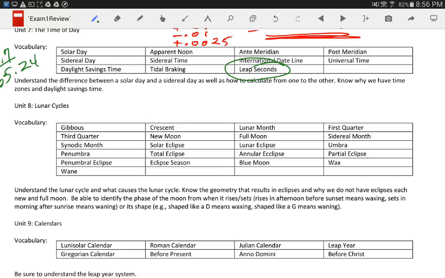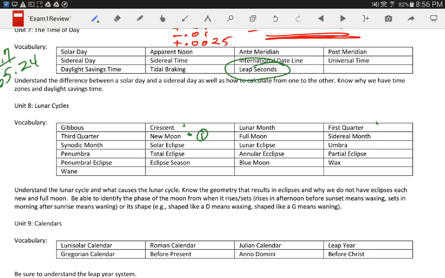Okay, lunar cycles. You've had 2 questions on quizzes about the lunar cycle. You should know that the lunar cycle goes from new moon to what? It goes to a waxing crescent, then what? Then a first quarter. Where's first quarter? Yeah, there. So this is the first one.